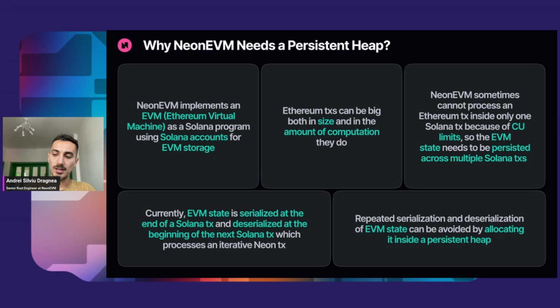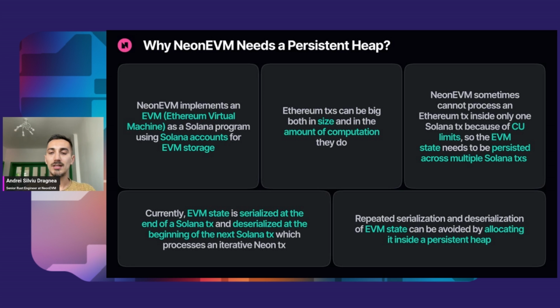So, some more context about what Neon EVM is. Neon EVM is an implementation of the Ethereum virtual machine as a Solana program, and it uses Solana accounts as EVM storage. So basically, we run a VM inside another VM: the Ethereum virtual machine as a Solana program inside the Solana virtual machine. Ethereum transactions compared to Solana transactions can be very big both in size and the amount of computation they do. And the problem is that Neon EVM sometimes cannot process Ethereum transactions inside only one Solana transaction because of this compute unit limit. So the EVM state needs to be persisted across multiple Solana transactions.